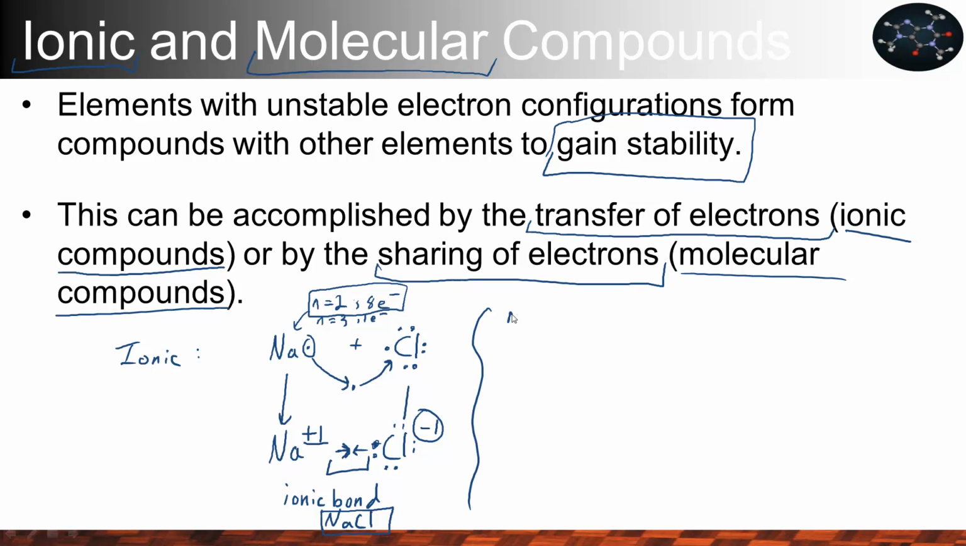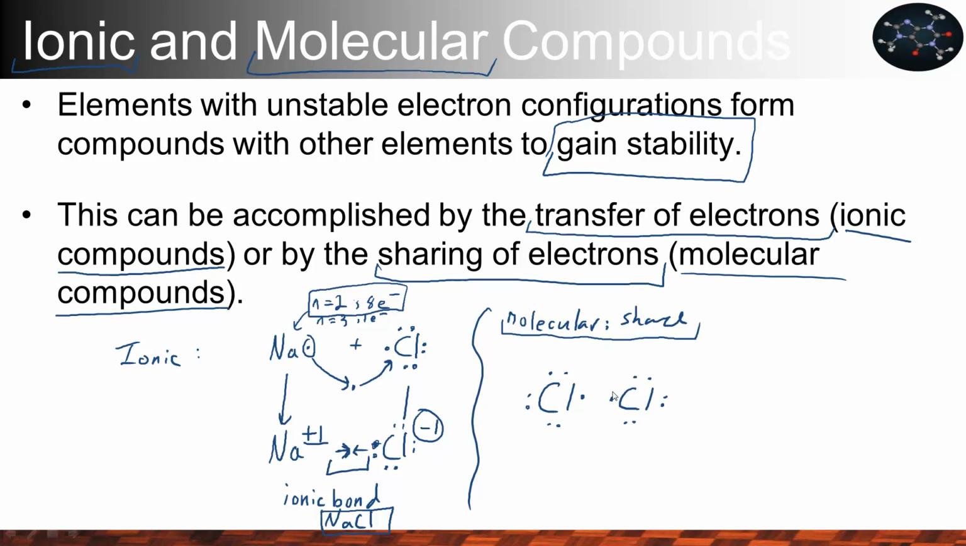Okay, so molecular compounds. Instead of having electrons given up and taken in by something else, they're actually going to share the electrons between them. So let's look at a chlorine. I already said it has 7 valence electrons. And another chlorine. And they each have 7.